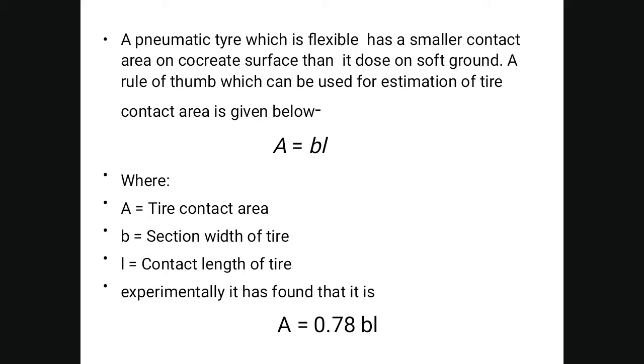A pneumatic tire, which is flexible, has a smaller contact area on a concrete surface than it does on soft ground. A rule of thumb can be used for estimation of tire contact area, given by the formula A = BL, where A is the tire contact area, B is the section width of the tire, and L is the length of the tire. Experimentally, it has been found that A = 0.78 BL. This is for a pneumatic tire.